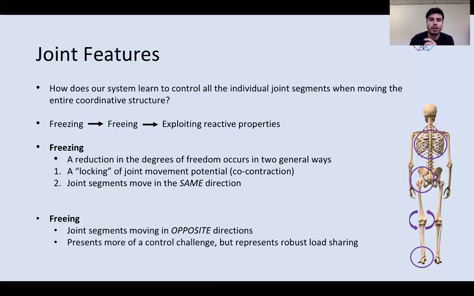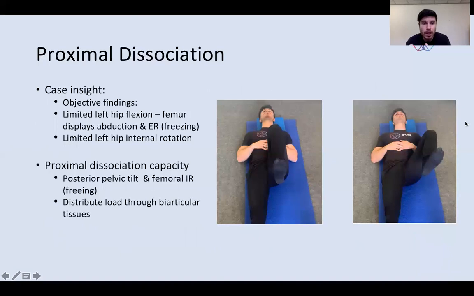So let's take a look at this within the context of yesterday's, or the last video's, case example as well, and look at it a little bit more objectively, looking at some objective findings. So let's say that the client during the assessment had limitations in left hip flexion, which you tested in supine with the knee bent. So let's say when you brought that femur through flexion, around the 70 or 80 degree mark of hip flexion, the only way that femur was able to continue moving into hip flexion was if it expressed a strategy like this, where the femur had to abduct and externally rotate to flex further.